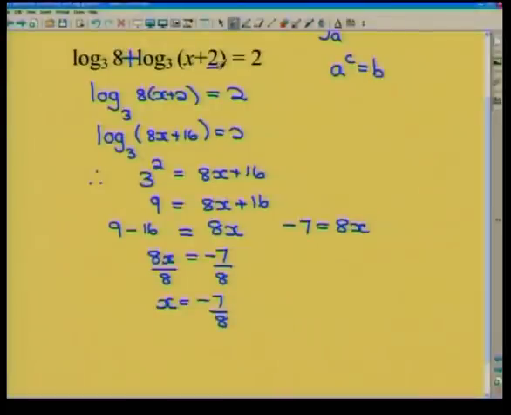And here, this could be a problem, because I know that the inside of that would have to be greater than 0. So if I take minus 7/8 and I put it over here and I add 2, do you agree with me that that would be a positive number, and so therefore there would be no problem, and so that solution is valid?